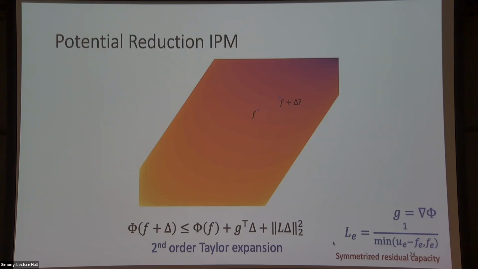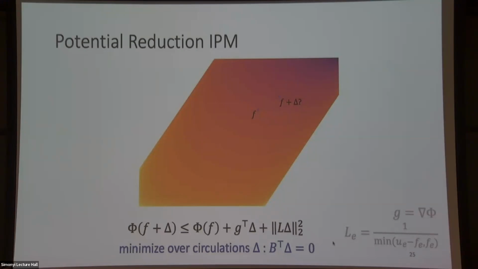Right, so write this Taylor expansion. This Hessian is diagonal, right? And just minimize your Taylor expansion. So you minimize it over circulations, right? You're trying to add a circulation. You find a circulation that minimizes this quadratic function. This was the Daitch-Spielman approach. This immediately gives you electrical flows, like flows that minimize L2 norms, penalize L2 norms, right?